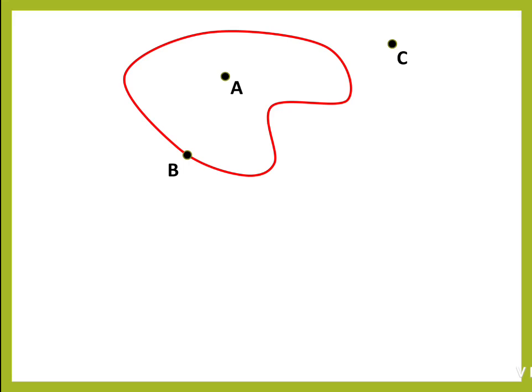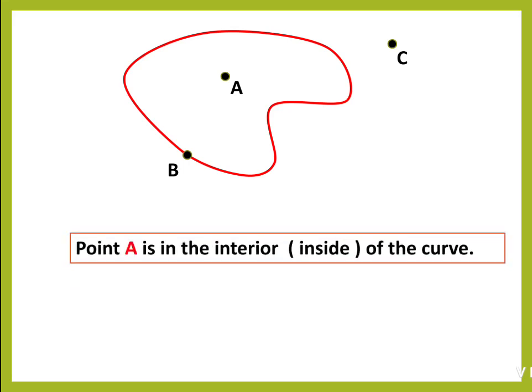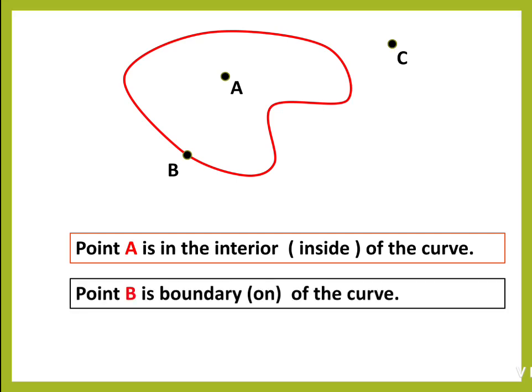So, some names here. Where is point A? Inside the curve. So, point A is in the interior of the curve. Interior means inside. Point A is in the interior of the curve. Then point B is on the curve, on the line of the curve. So the name is, point B is the boundary of the curve. That line is the boundary of the curve.